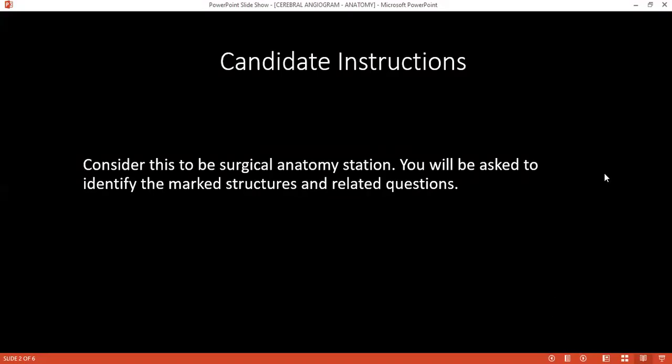Not too much to read, but so you know that it's surgical anatomy station I'm going to ask you about.